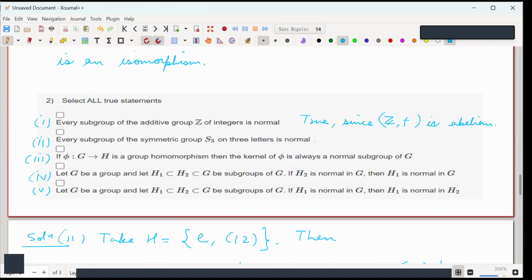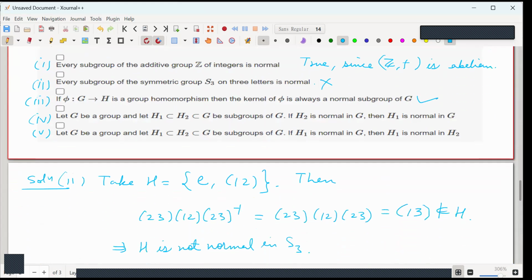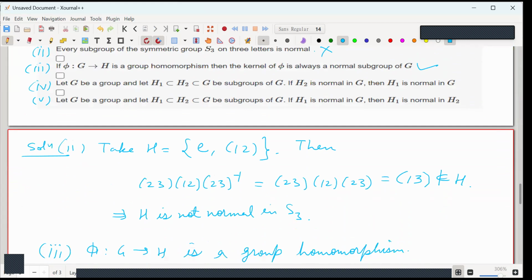Yes, sir. So this is not normal. This is normal. Next one. Let G be a group and let H1 and H2 be subgroups of G. If H2 is normal in G, then H1 is also normal in G.